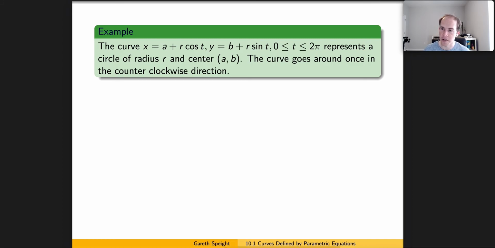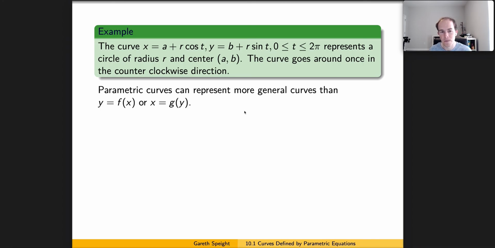We get an equation involving just x and y. It will be (x minus a) squared over r squared plus (y minus b) squared over r squared equals 1. You rearrange, you would get (x minus a) squared plus (y minus b) squared equals r squared. So you would have the equation of the circle in the usual x and y coordinates. Okay, and this curve also goes around the circle once because we just have cosine t and sine t between 0 and 2 pi. So we don't go around more than once. And it's in the counterclockwise direction because the cosine is on the x coordinate.